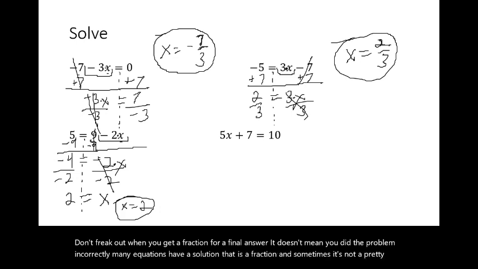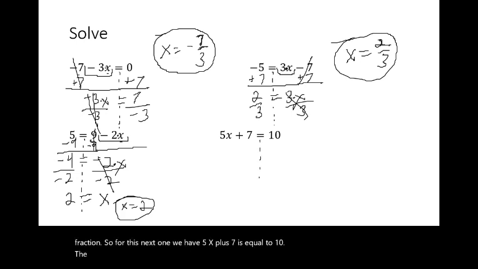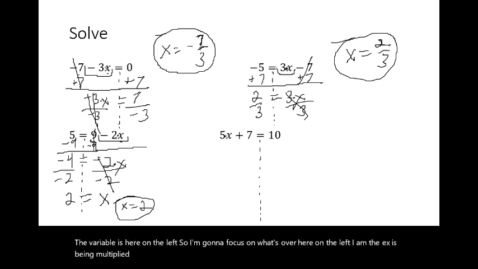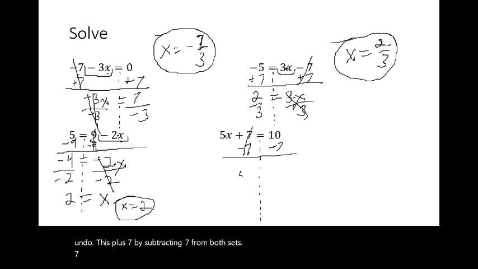So for this next one, we have 5x plus 7 is equal to 10. The variable is here on the left, so I'm going to focus on what's over here on the left. The x is being multiplied by 5, and we are adding 7. So the first thing that I'm going to do is undo this plus 7 by subtracting 7 from both sides. 7 minus 7 is 0, leaving you with 5x equals 10 minus 7 is 3.